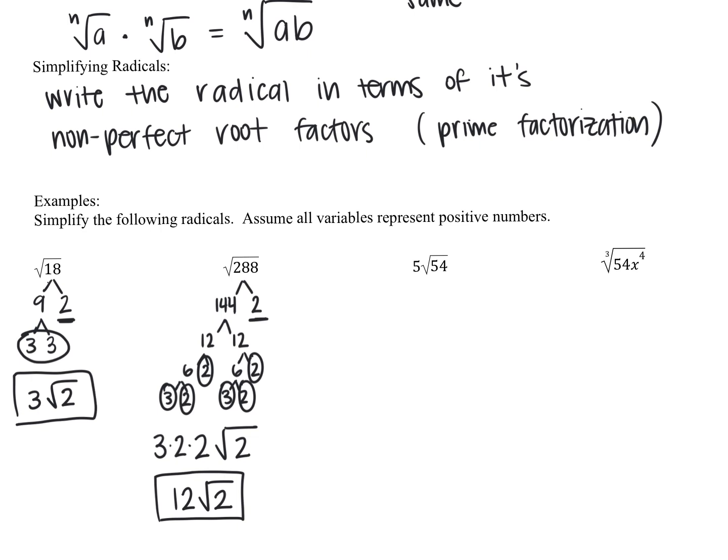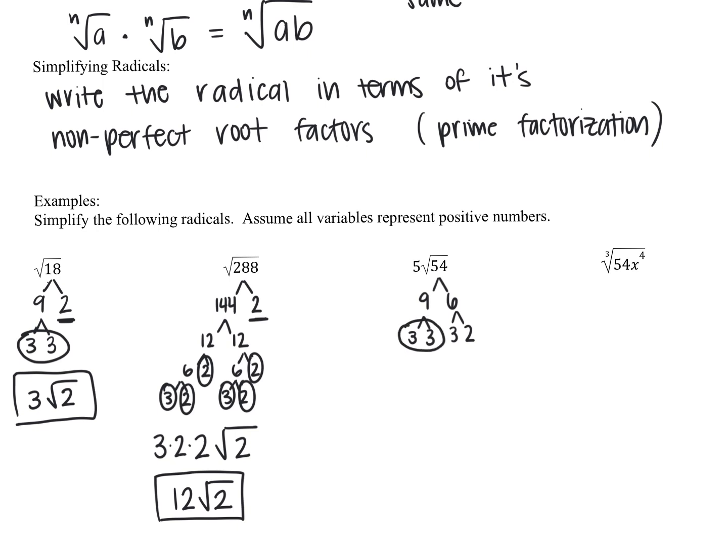Next, we have 5 times the square root of 54. So for 54, I know that's 9 times 6. 9 breaks down as 3 times 3. 6 breaks down as 3 times 2. So I have a pair of 3s.